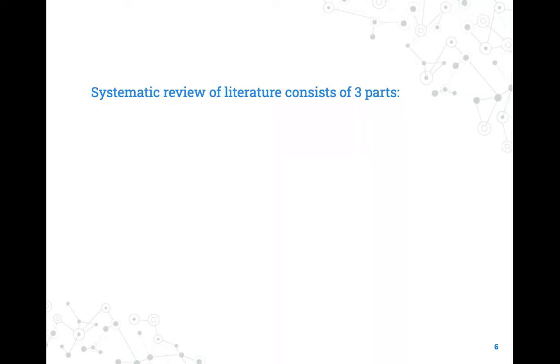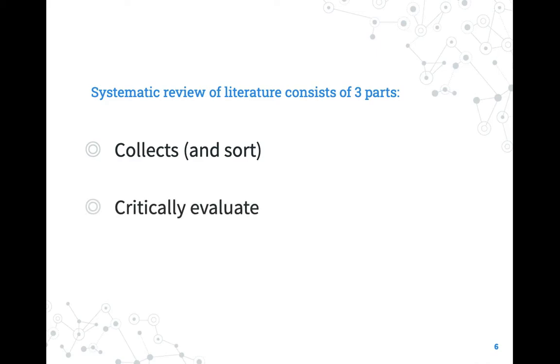So first, I'd like to provide a brief overview of the systematic review process and how Rayyan fits into that workflow. So a systematic review of scientific literature consists of three parts. One, methodically collecting all relevant studies pertaining to the research question being reviewed. Two, critically evaluating all collected studies, data, and results. And three, summarizing the overarching trends and significant findings of the aggregate data.